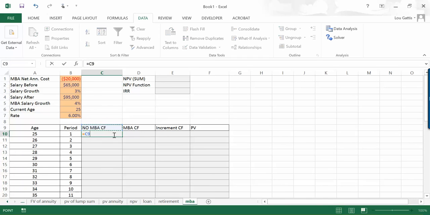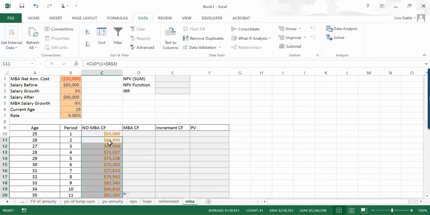If you don't get an MBA, say you're going to make $65,000 next year, and that's going to grow at 3% forever. I'm going to anchor that 3%. So I'm just going to grow my salary at 3% a year. So this is what your life looks like without an MBA.